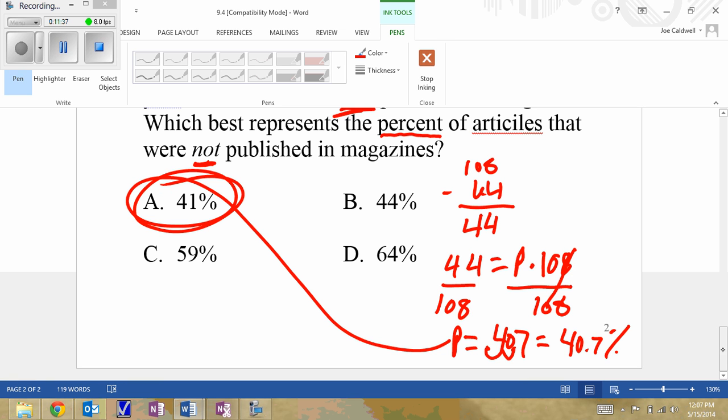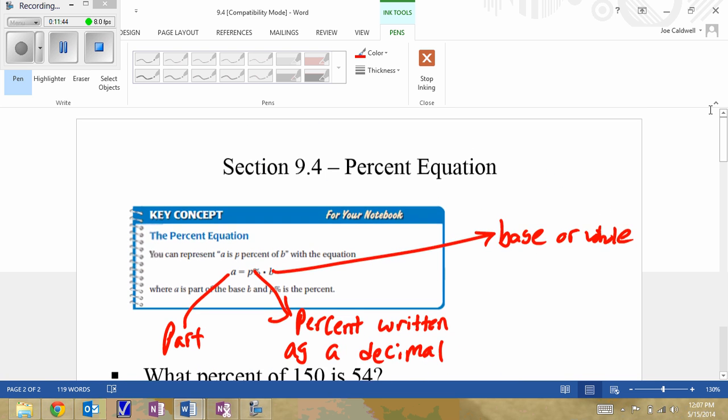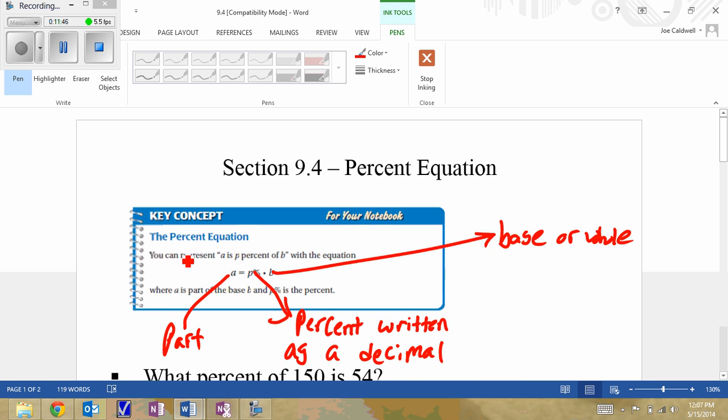All right, so again, talking about whole, parts, and percentages, and plugging it into our equation here. Okay, so hopefully you got all that, and we will see you tomorrow.